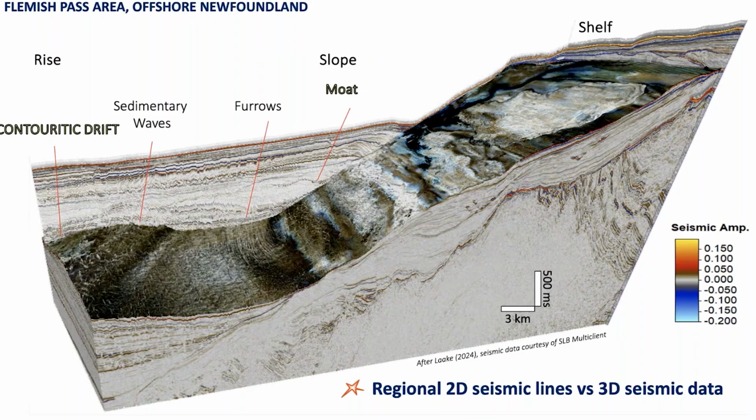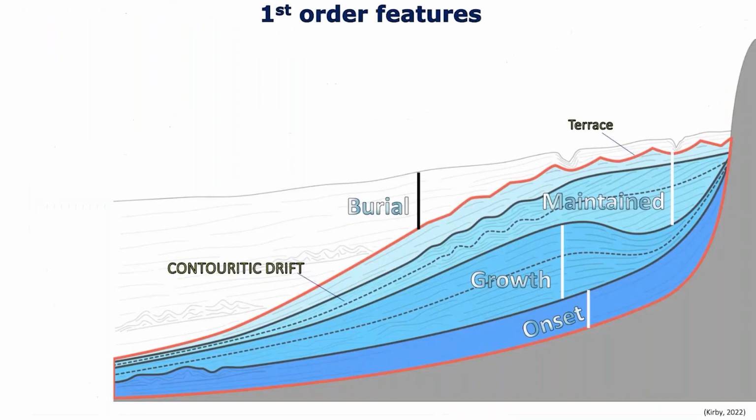So to identify these drifts, you are working in regional 2D seismic lines. It's even easier than if you are working in 3D seismic data, where you cannot really see the dimension of the feature. So if you are going to identify these drifts, I would suggest to see first the regional 2D seismic lines and then go into the detail of the feature with the 3D seismic data. Here you have in this sketch from Adam Kirby the different steps, onset and growing. Some people consider also a maintained stage at the end.